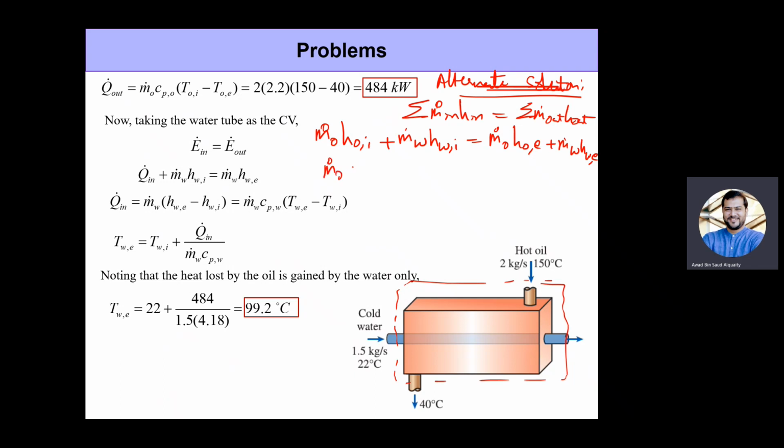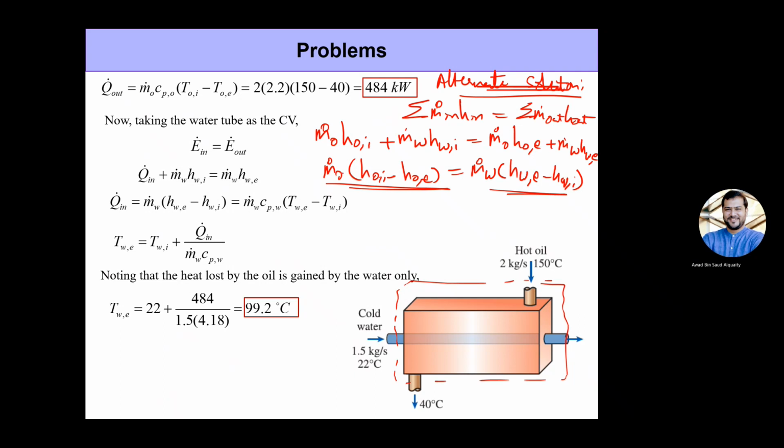So m dot, mass flow rate of oil, times enthalpy of oil at the inlet minus enthalpy of oil at the exit should be equal to mass flow rate of water times enthalpy of water at the exit minus enthalpy of water at the inlet. Okay, now this quantity right here is the energy that's lost by the oil. Q dot out from the oil is exactly equal to the amount of heat that enters the water.